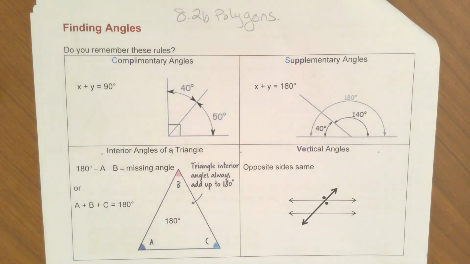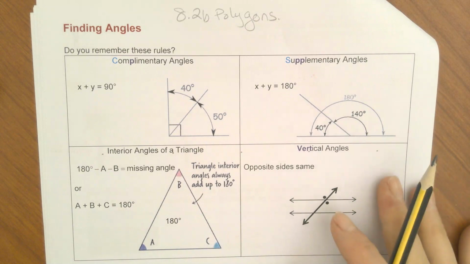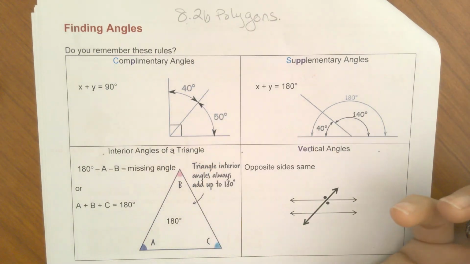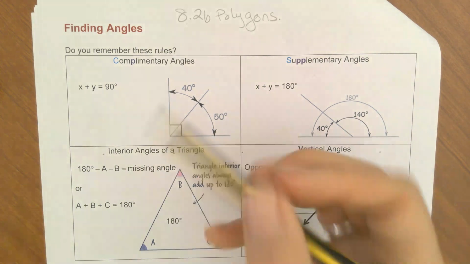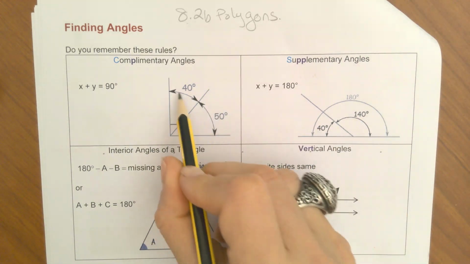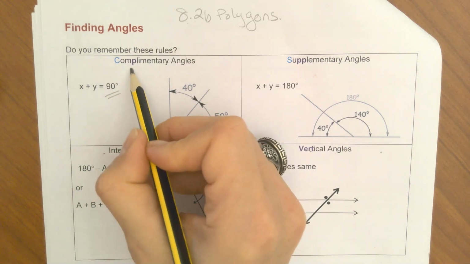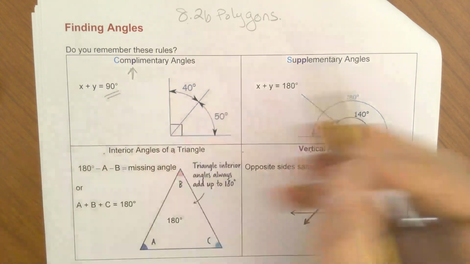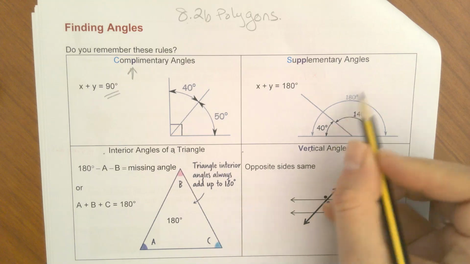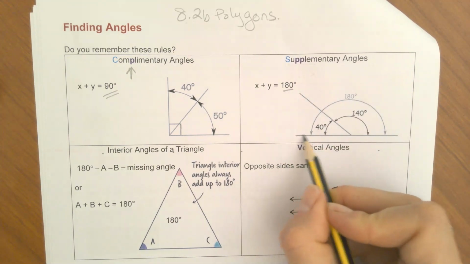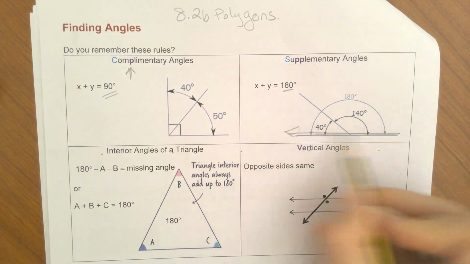Okay, so now we're going to use these rules that we know to find some angles. We're still in 8.2 polygons. Let's remember the rules. If I have two angles and I add them together and it's exactly 90, we call them complementary angles. If I have two angles and I add them together and they equal 180, we call them supplementary angles. And this makes a straight line.